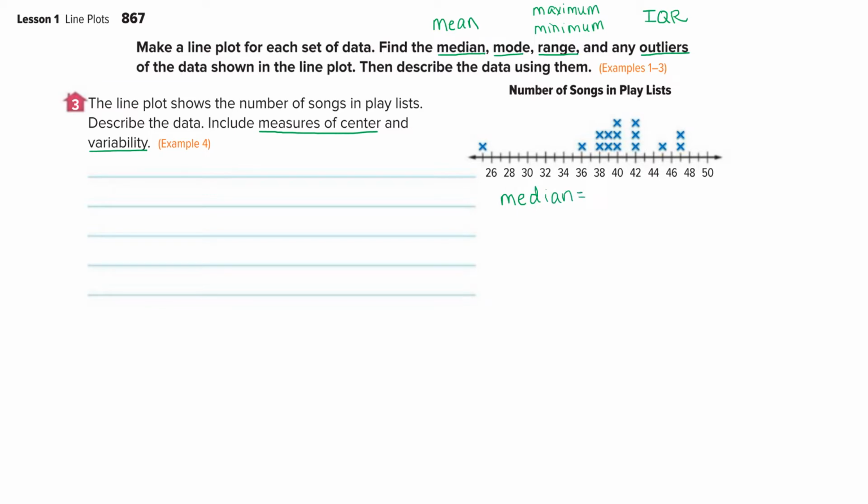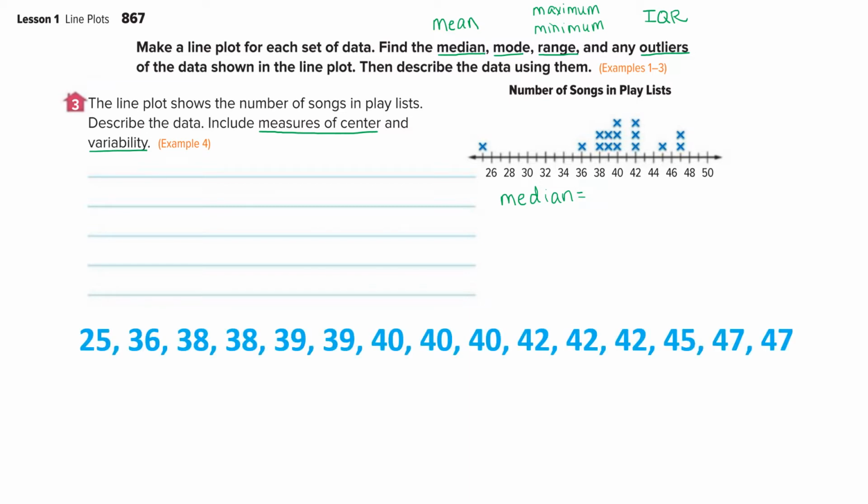To do this, we're going to record all the data using the graph in order from least to greatest. Now we're going to count to the center. 1, 2, 3, 4. 1, 2, 3, 4. 1, 2, 3. Center. So the median is 40.